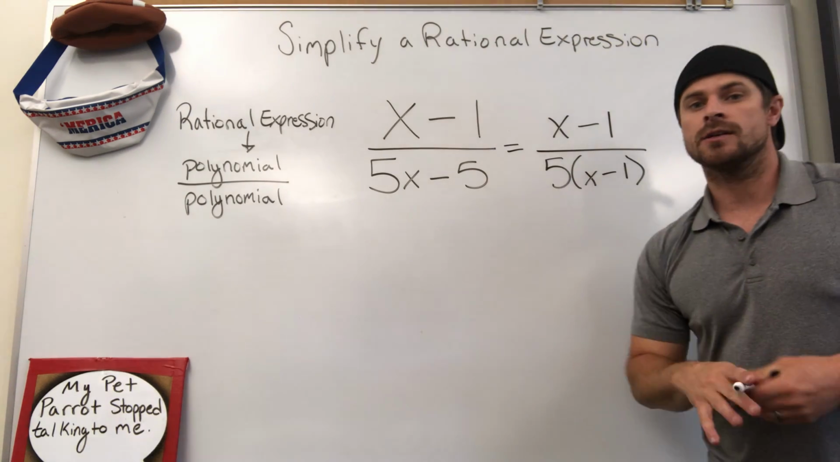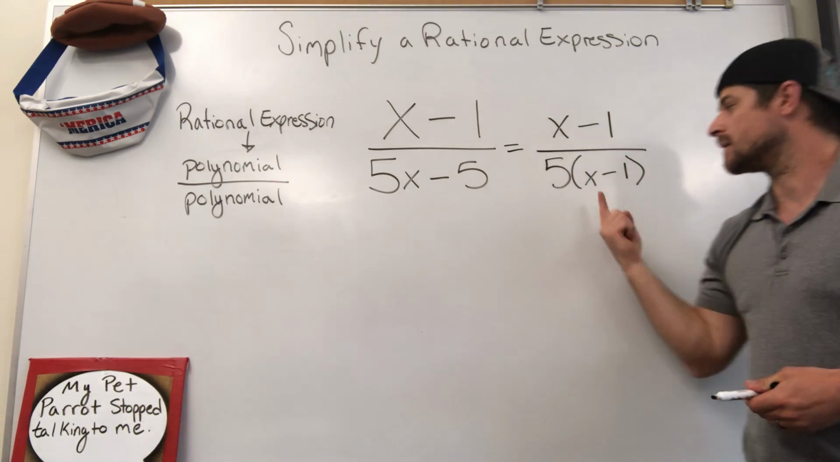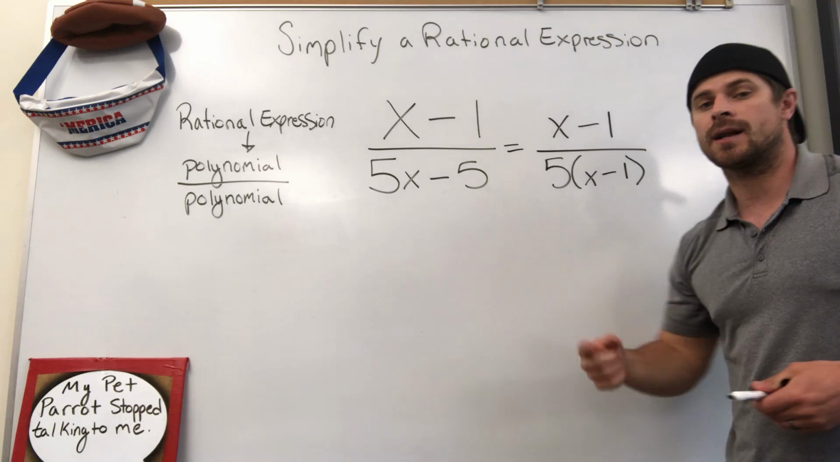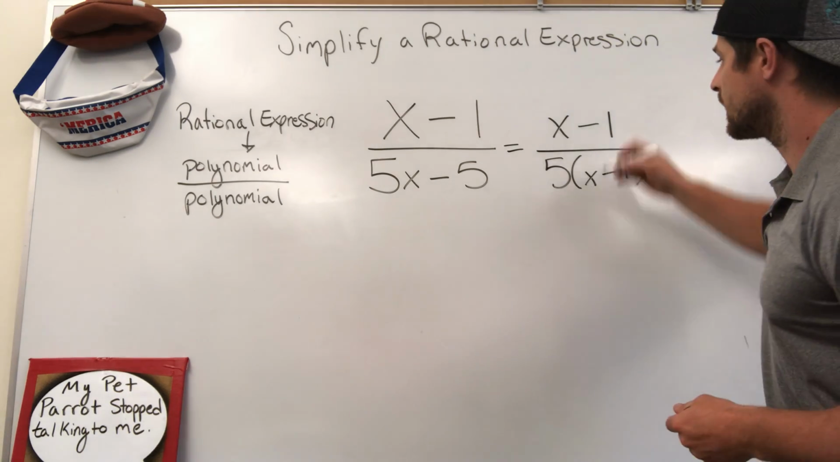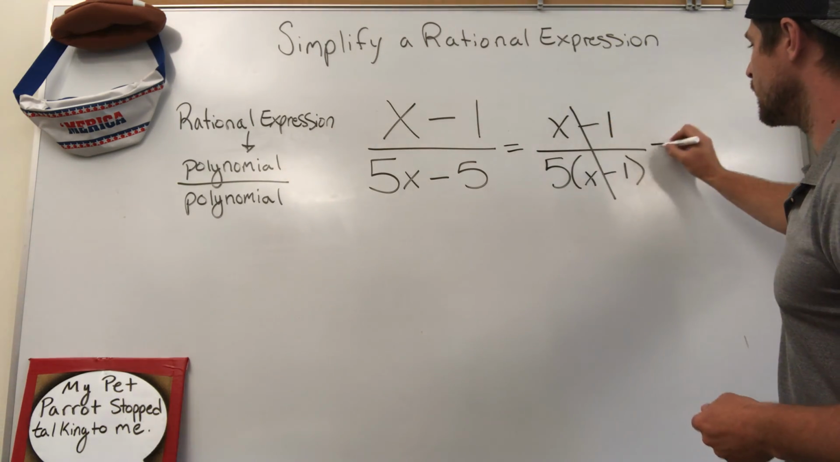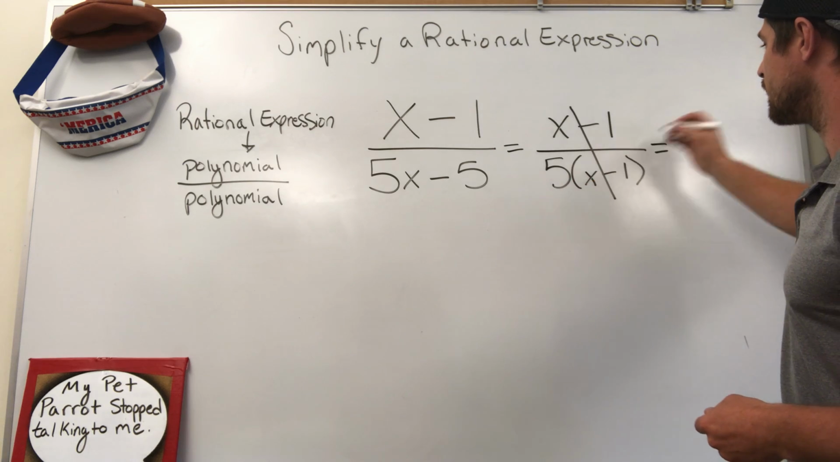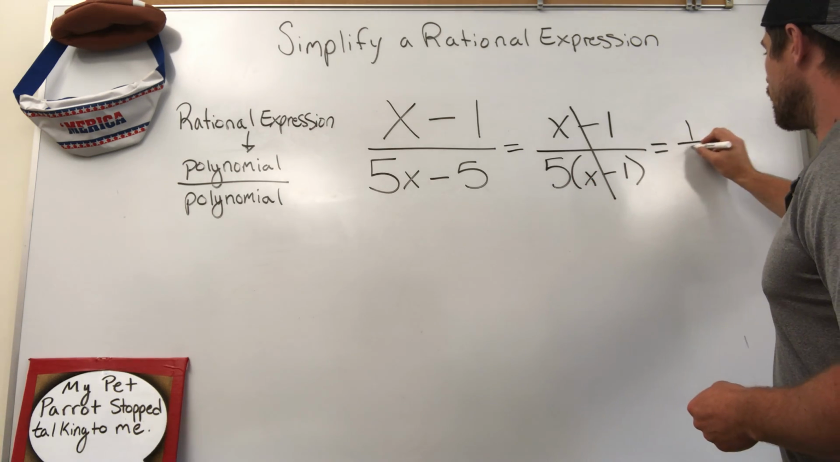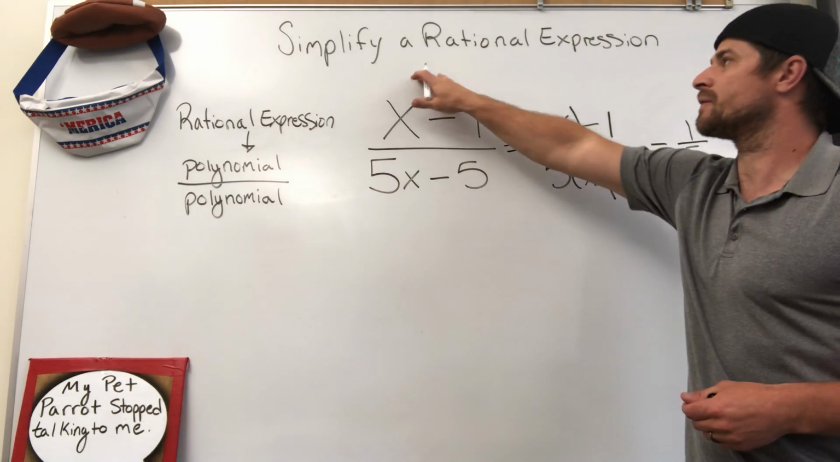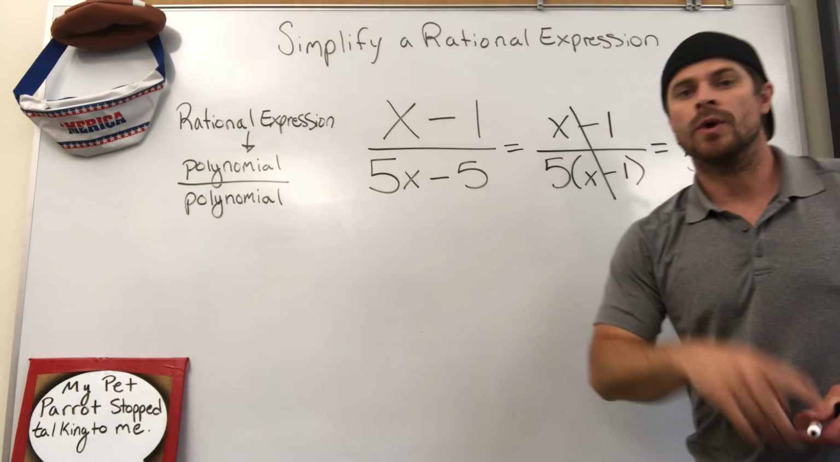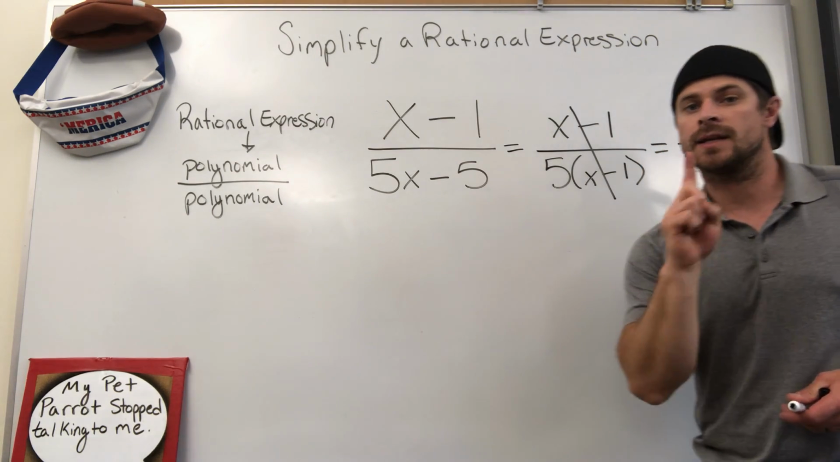Now what you see here is we have an x minus 1 on top in the numerator and x minus 1 on the bottom in the denominator. We can now cancel those out, leaving me with a 1 on top and a 5 on bottom. So 1/5 would be my simplified rational expression, with one more thing to keep in mind, and it's an important thing.